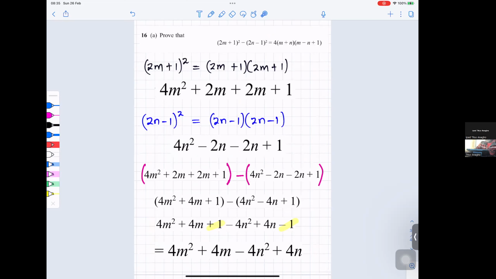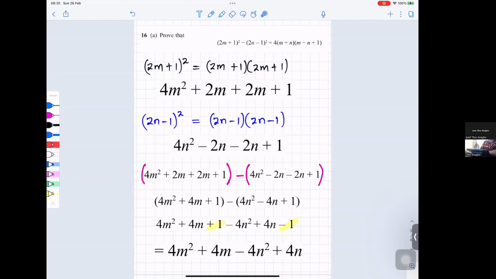Question number 16, part A. Prove that this left side is equals to the right-hand side. So we have the left-hand side. You want to prove that it's equals to the right-hand side. So what they're asking you to do is to change this left-hand side to look like the right-hand side. So it's a lot of algebra there, but it's not difficult because you want to start by looking at the first one, 2m plus 1 squared. When they say squared, that means you write it twice.